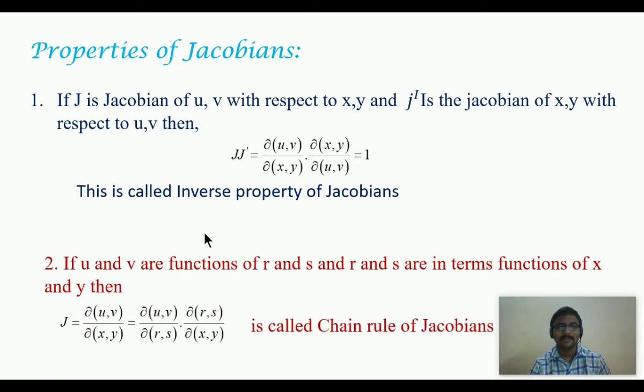Another property: if u and v are functions of r and s, and r and s are in terms of x and y, then J, ∂(u,v)/∂(x,y), is equal to ∂(u,v)/∂(r,s) into ∂(r,s)/∂(x,y). This is called the chain rule of Jacobians. Once again, u and v are in terms of r and s, but r and s are in terms of x and y. Then their product will be ∂(u,v)/∂(x,y). This property is known as the chain rule.